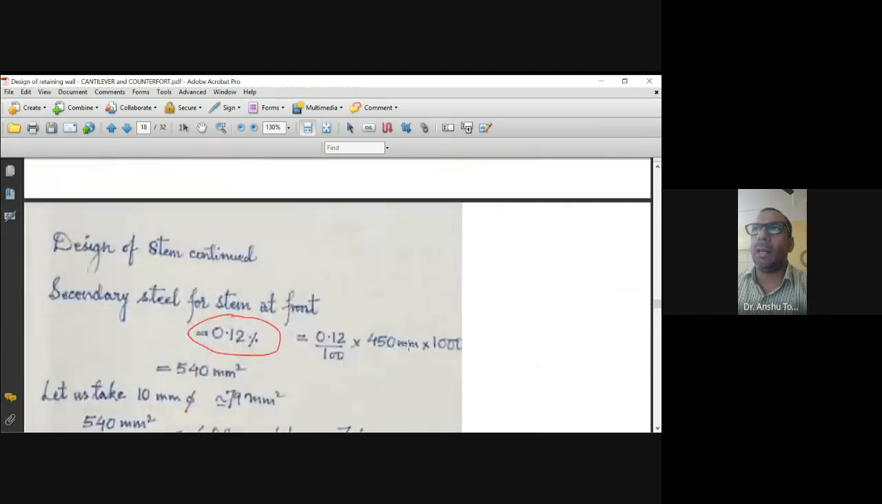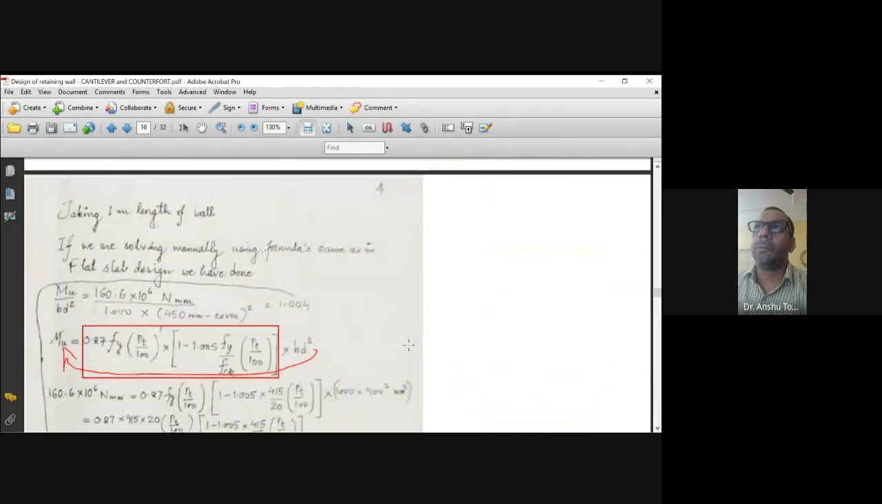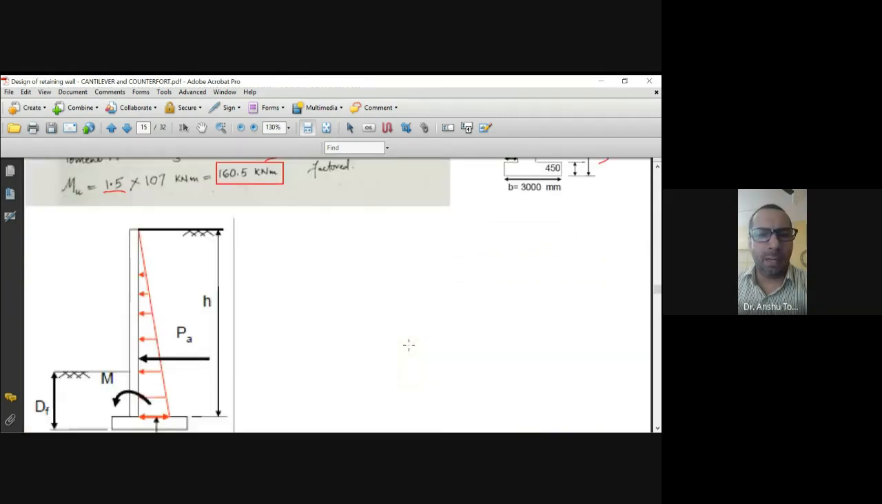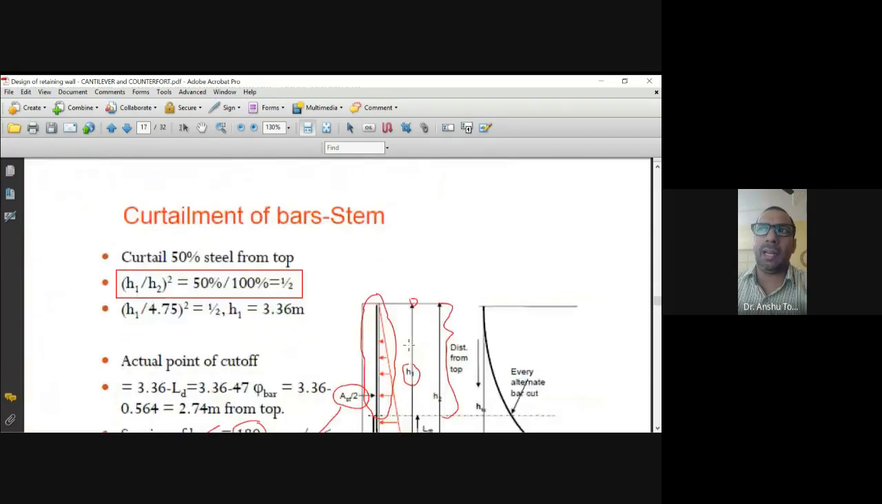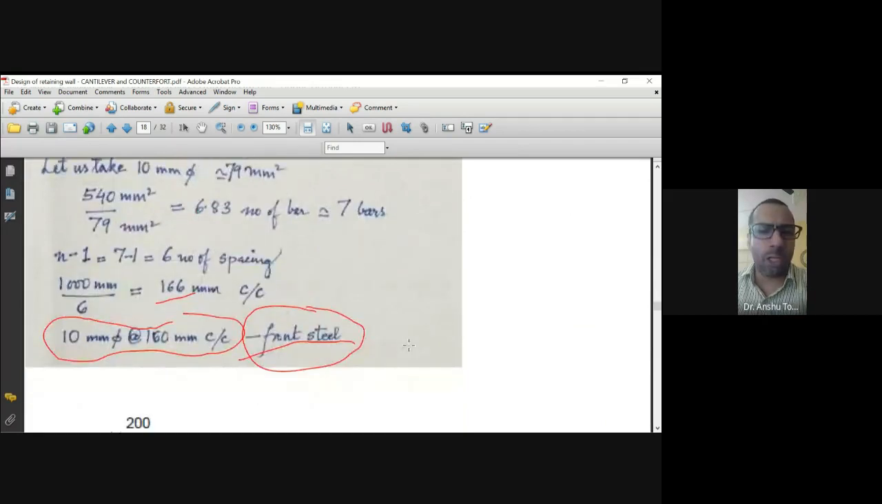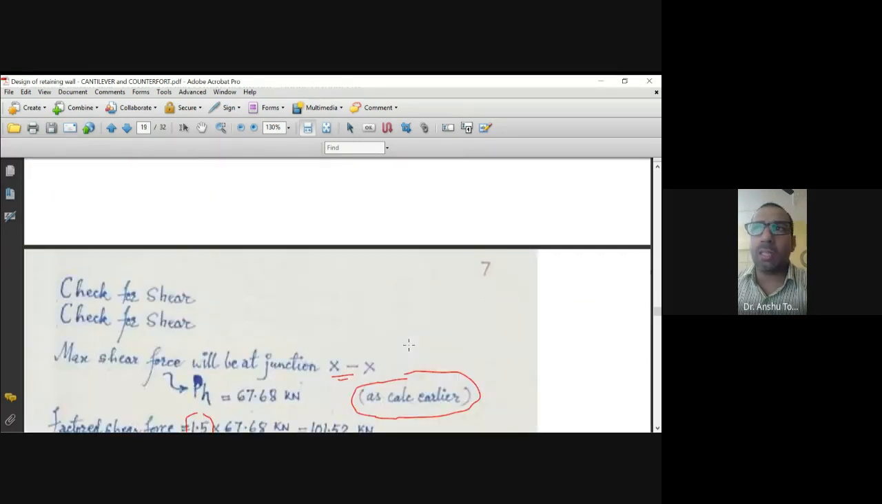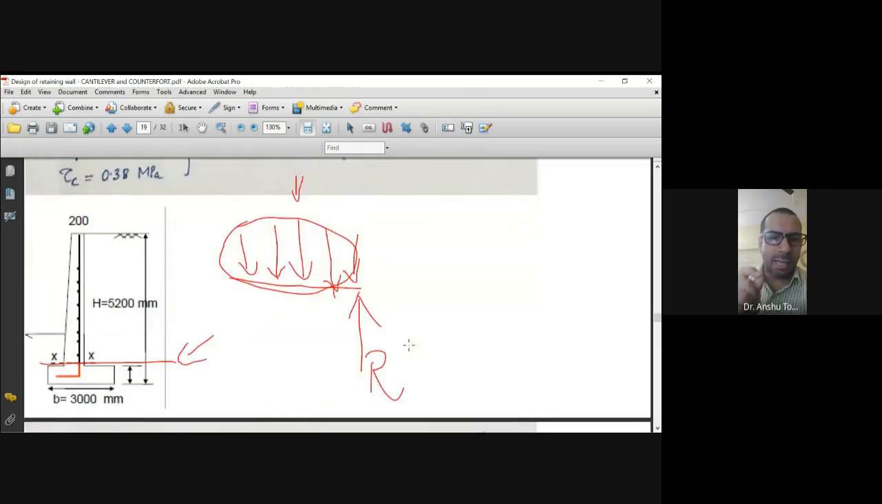Let us summarize it. What did we do in this? First we found the load, then we found the Pt and designed it, then we did curtailment, then we have just checked it for shear. Now the next step is checking the stability. These are the two things. One is design. Second is checking it for shear. The third is checking it against the stability for overturning and sliding.